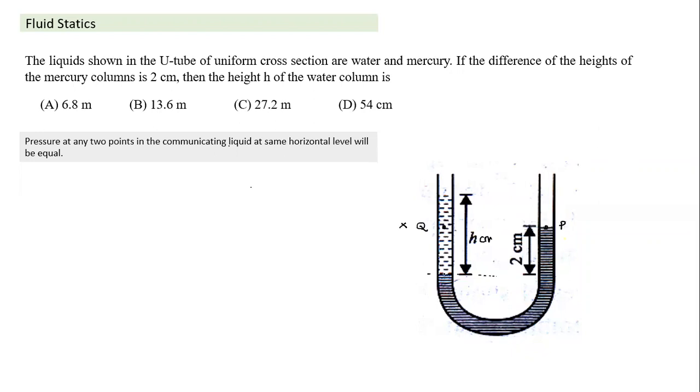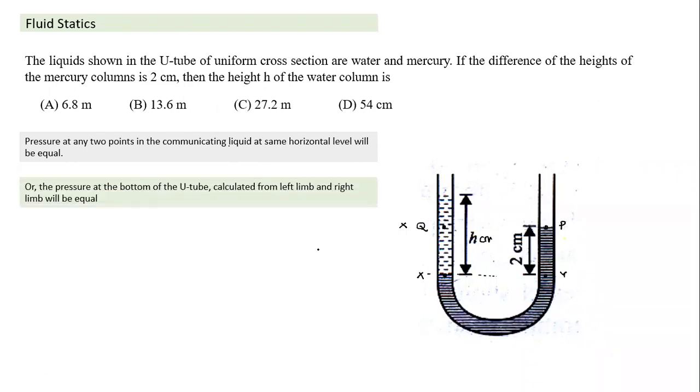But if I take the pressure just inside the mercury level here, and at the same horizontal level here, X and Y, now X and Y are in the same horizontal plane, it is the same liquid and connected to each other. I can equate pressure at X and Y. This is an important thing, a small point, but we need to pay attention so that we don't go wrong. So pressure at 2 points in a communicating liquid in the same horizontal plane is equal. Or we can always equate the pressure at the bottom. To calculate pressure at the bottom, I can start from atmospheric pressure and keep adding the increase in pressure from the left-hand side.